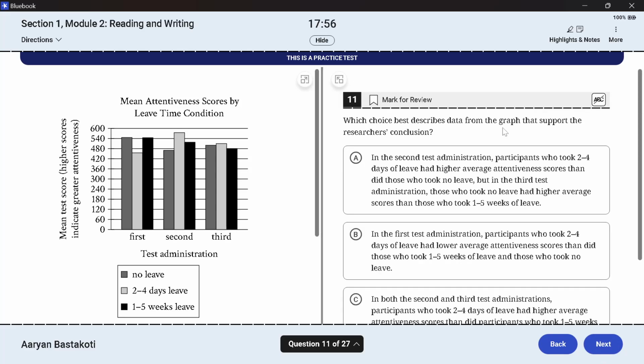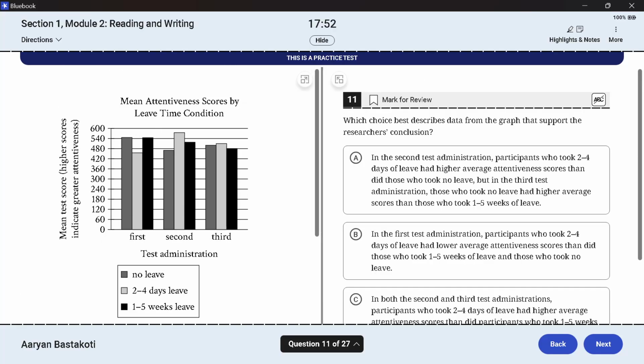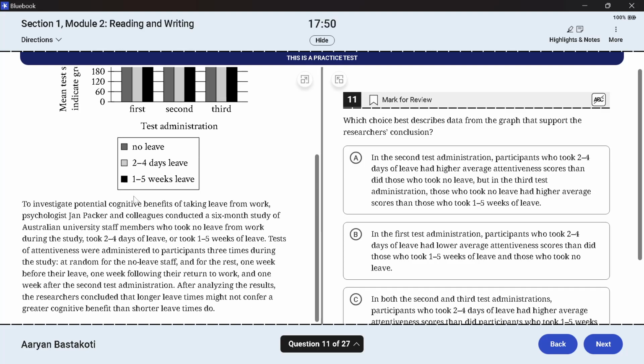And which choice best describes data from the graph that supports the researcher's conclusion? Mean test scores, first and second term exams, no leave. Okay. To investigate potential cognitive benefits of taking leave from work, psychologists conducted a 6-month study of Austrian university staff members who took no leave from work. During the study, others took this much and this much leave.